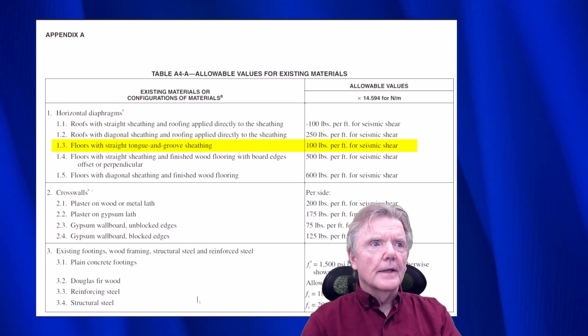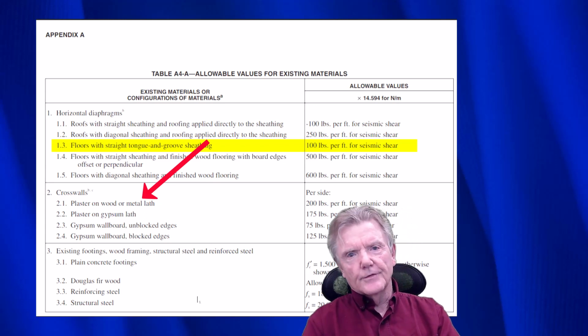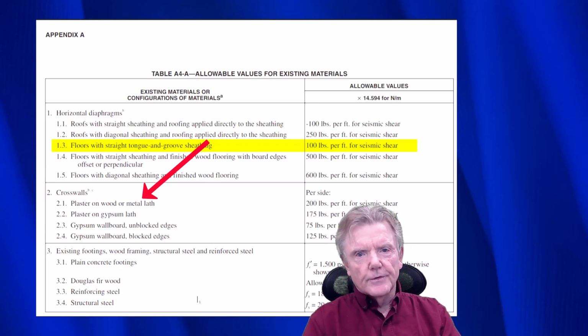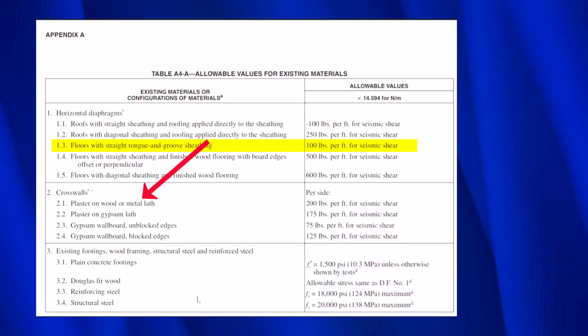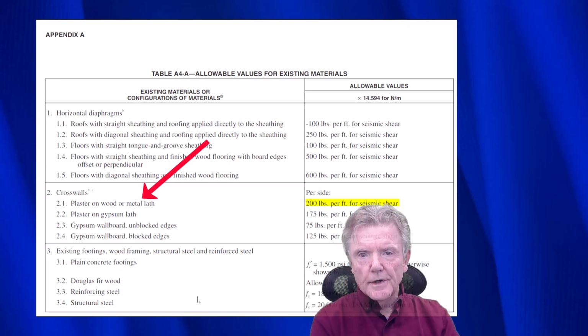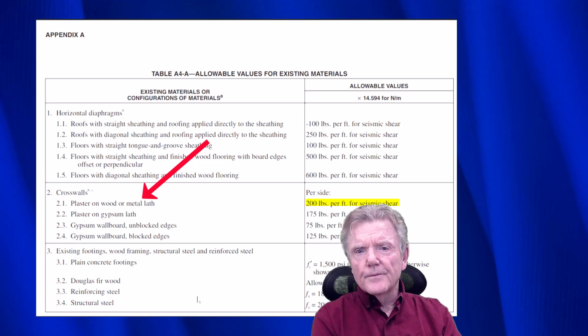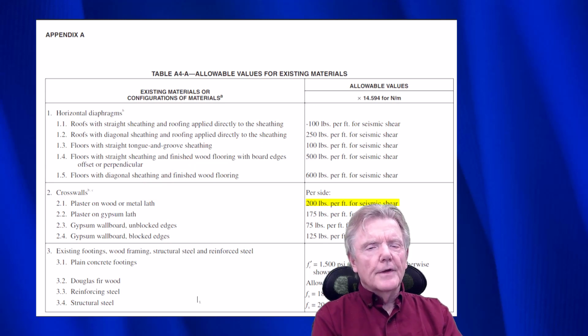Then I went and looked at stucco. Here it says plaster on wood or metal lath. Plaster on metal lath is the exact same thing as stucco. They don't use the term stucco, but that's what it is. It had 200 pounds per foot for seismic shear, so it's twice as strong. So the stucco obviously did a whole lot better than the wood siding. That made a lot of sense to me, and for some reason, stucco just holds up better overall.